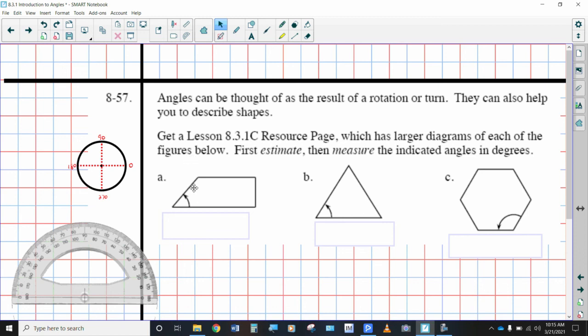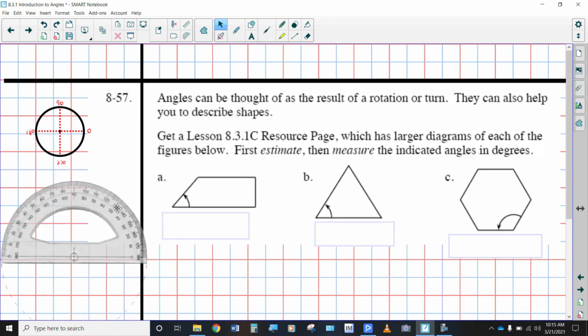All right, so now we're going to do the same thing, but we're going to measure an angle of a shape that's a polygon. So this is a trapezoid, this is a triangle, this is a hexagon. Let's go ahead and do the exact same thing and estimate the measure of each one of those angles, and then we'll take the protractor and see what the actual measures are. What are the estimates? Go ahead and write down what you think they are, and then I'll reveal what the actual measures are by using our protractors.